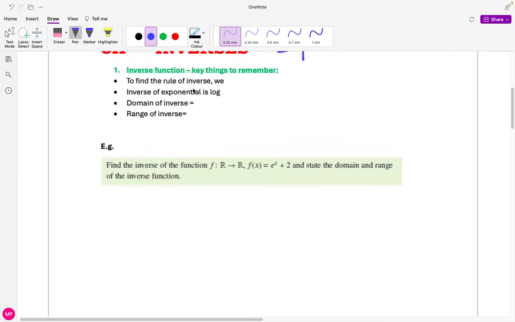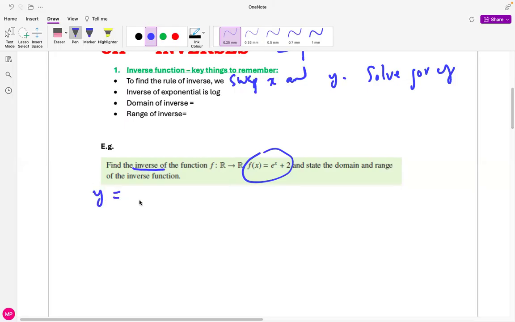To find the rule of the inverse, we swap x and y, and then we solve for y from there. So if you look at my example here, they give me the original equation and they want me to find the inverse. I have y equal a to the power of x plus 2. So I'm writing down the equation. Then I'm going to swap x and y. So for y, I write x, and for x, I write y. So x equals a to the power of y plus 2.